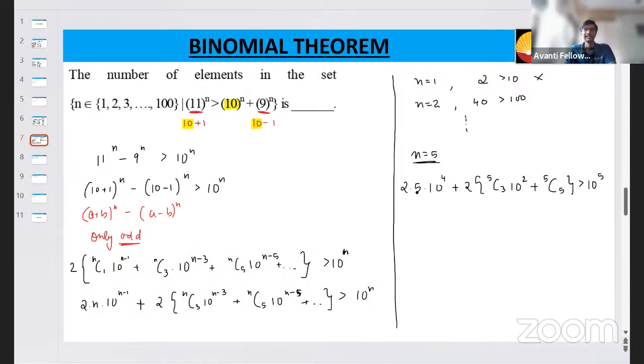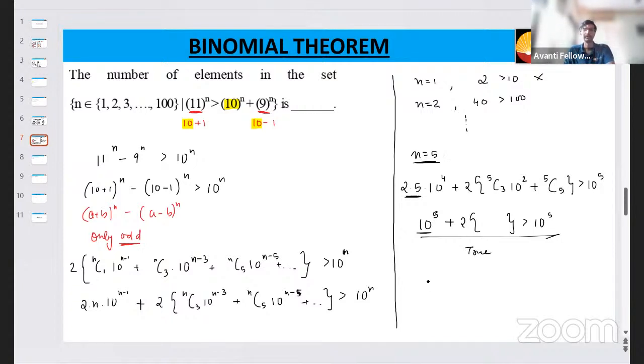Now please look, 5 2s are 10 and 10 into 10 raised to the power 4 is 10 raised to the power 5 plus 2 into something is greater than 10 raised to the power 5. So this is true, right? Why true? Because 10 raised to the power 5 में something is adding and here we have 10 raised to the power 5. So basically if LHS में 10 raised to the power 5 में कुछ ऐड हो रहा है, so that will be greater. So n equals to 5 में true आ गया.